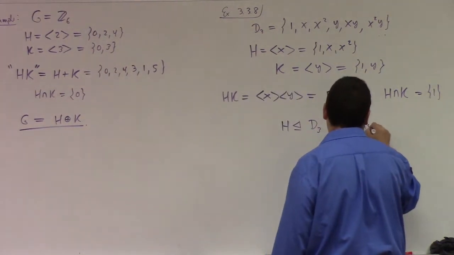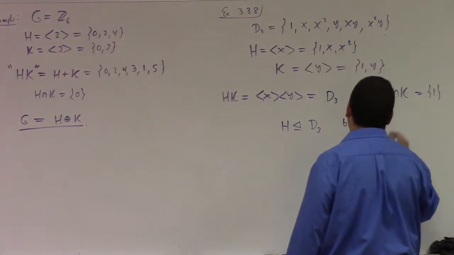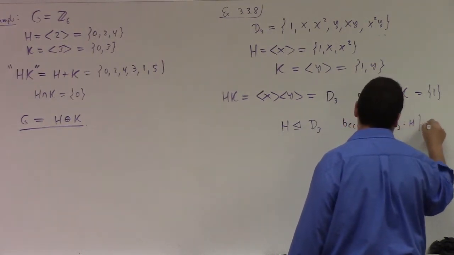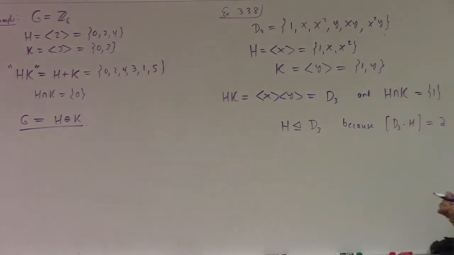What's that? It's half the order, right? The index of H is 2. So that makes it normal by the theorem we saw last time. And if that was guessing, good guessing.